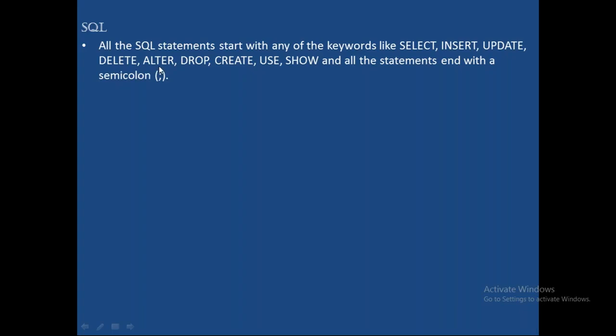Alter. Alter means maybe you have created your table with 3 columns, but you want to add a 4th column. Then you can alter that table. Drop. You want to delete the table itself, not a single column. You want to drop the entire table. Next, create. I want to create a table, then you have to use create. Use. You will have multiple databases, so you need to tell which database you want to use. Show. Show is basically when you want to show some details about a table. And all the statements end with a semicolon.